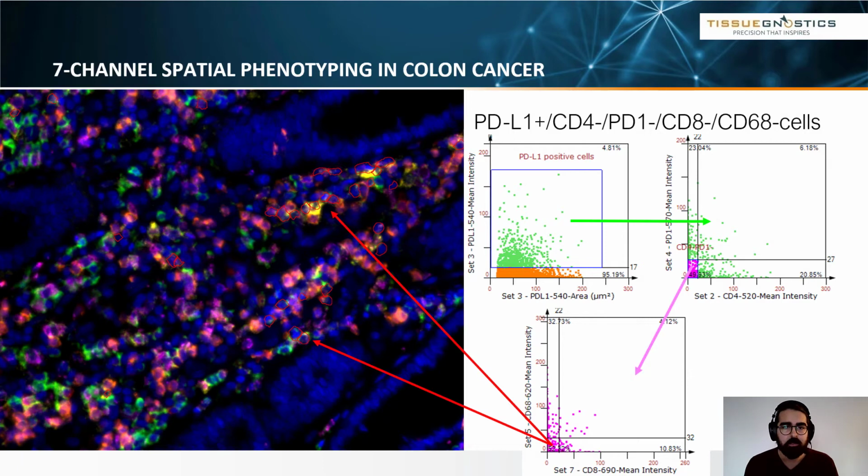We can use spatial phenotyping in colon cancer to find PD-L1 positive, CD4 negative, PD-1 negative, CD8 negative, and CD68 negative cells using input chaining and input gating in scattergrams. As you can see, we're taking one population of cells, these PD-L1 positive cells, moving them into a new scattergram, finding the lower left quadrant here, and measuring them in this scattergram for those very specific cell populations.